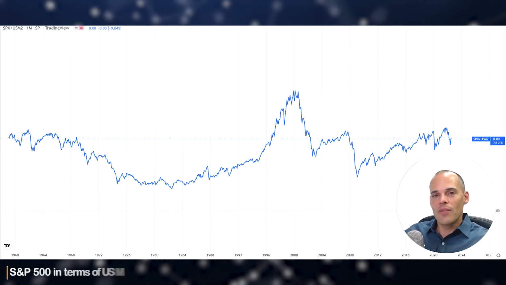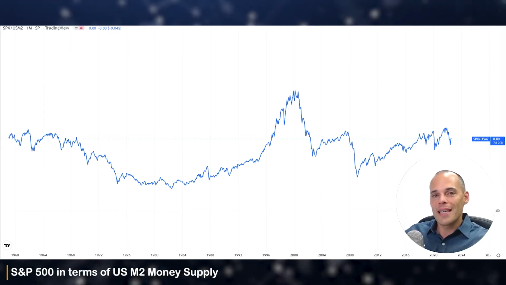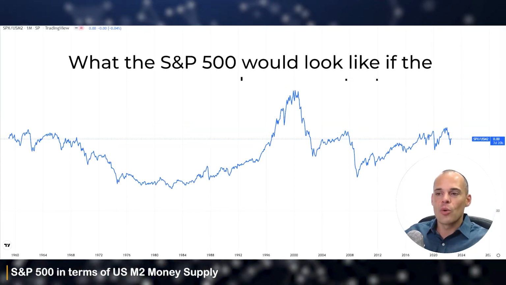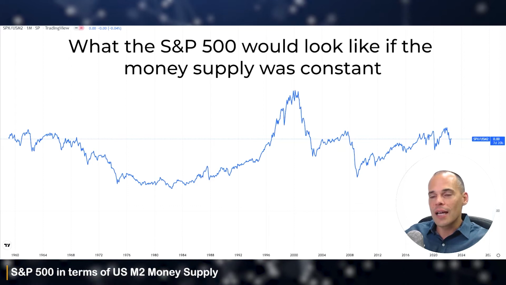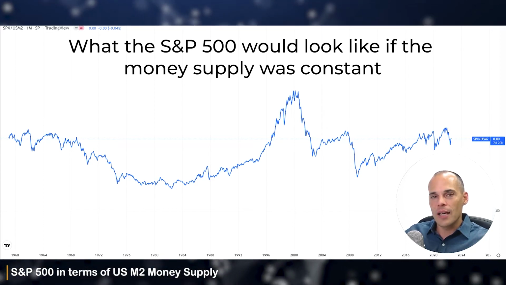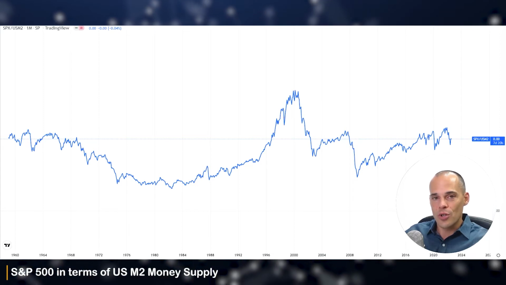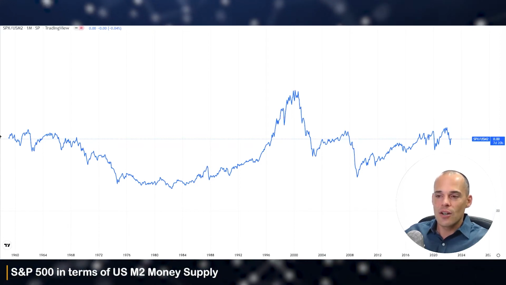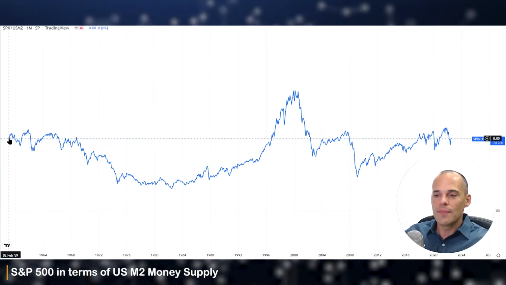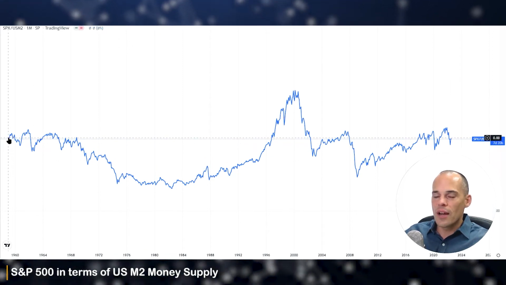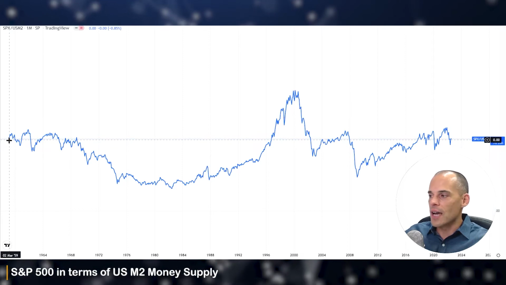This is the S&P 500 in terms of the US M2 money supply. So in a manner of speaking, what I've done is shown what the S&P 500 would look like if the money supply was constant. In other words, we didn't have a constant stream of new US dollars created all the time. And as you can see here, going back to 1959 all the way to today, the prices of the two of them are very, very close. They're off by just a tiny fraction.